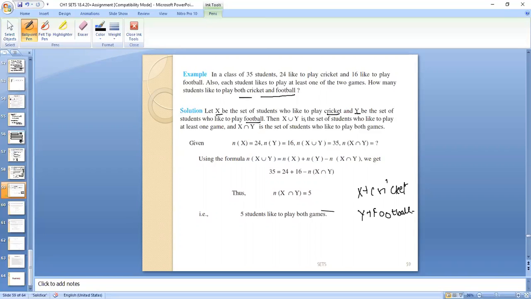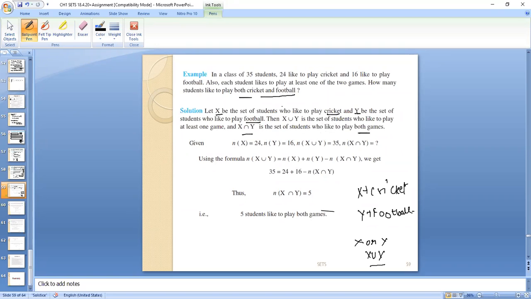Now, X union Y is the set of students who like to play at least one game. At least one of the two games means either cricket or football. Now, "or" is coming, either cricket or football means either X or Y. That means X union Y. So X union Y is the set of students who like to play at least one game. And how many students like to play both cricket and football? X intersection Y is the set of students who like to play both games, right?